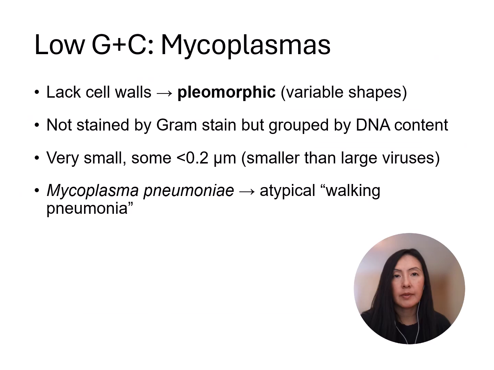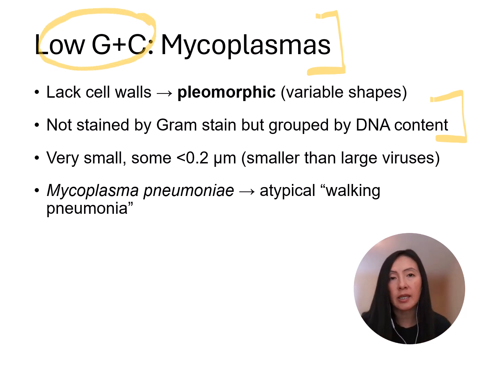Our next group of low GC gram-positive bacteria are our mycoplasmas. And these are really interesting because they don't have a cell wall. So they're not stained by the gram stain, but they're grouped in this category of low GC because of their DNA content, because of their sequence, as well as their 16S ribosomal RNA.